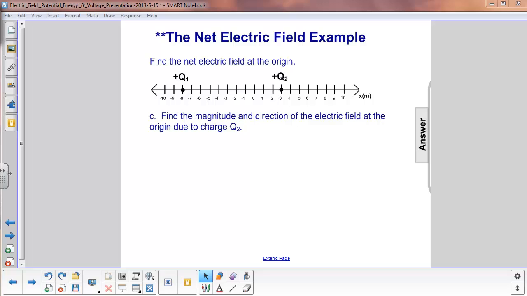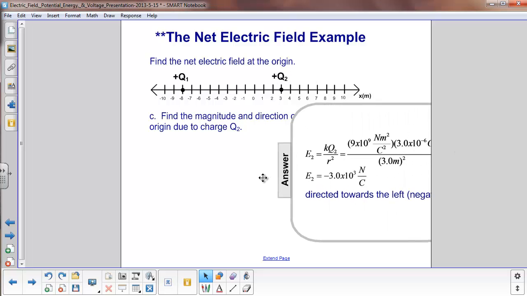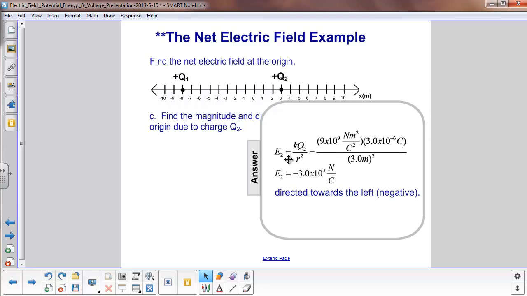Next, find the magnitude and direction of the electric field at the origin due to charge Q2, this fellow right here. Once more, we use the definition of the electric field. E2 is equal to kQ2 over r squared, Coulomb's constant, the value of Q2, and how far away it is. In this case, it's only 3 meters. And notice here, there's no negative signs up here, but we're going to put one here because we know it's directed towards the left. So that's a negative electric field.